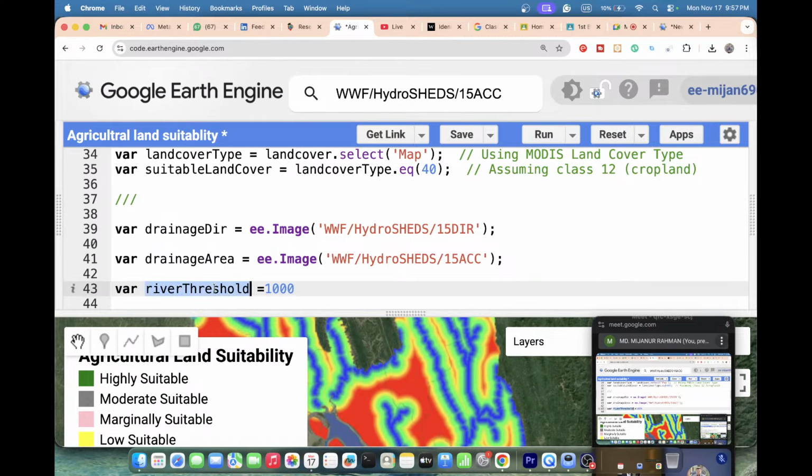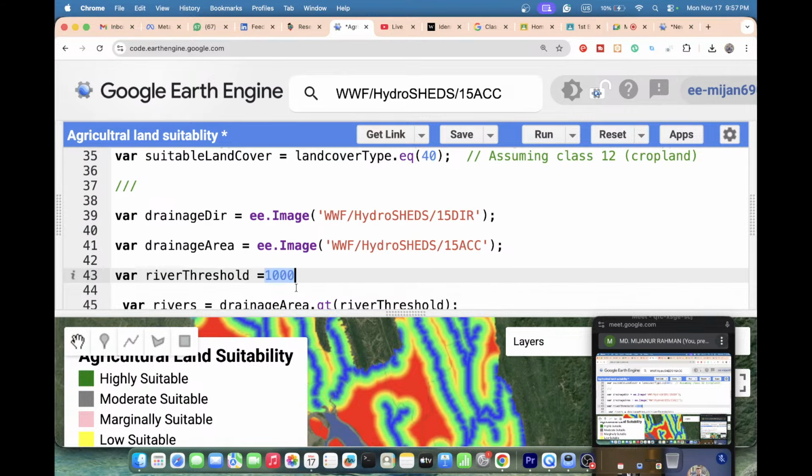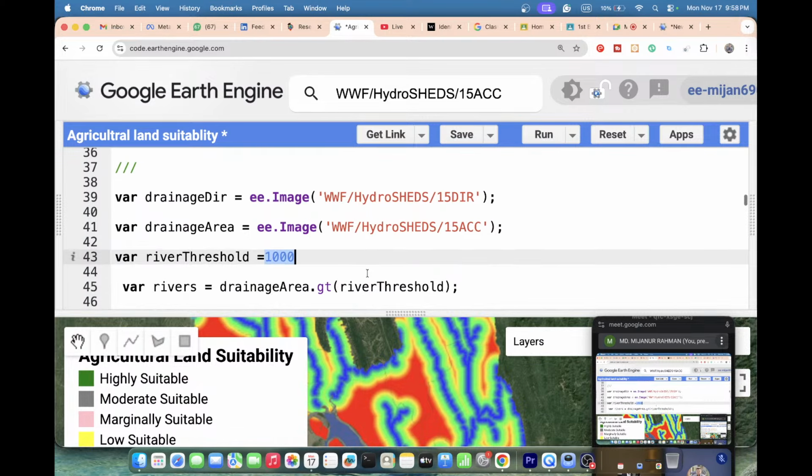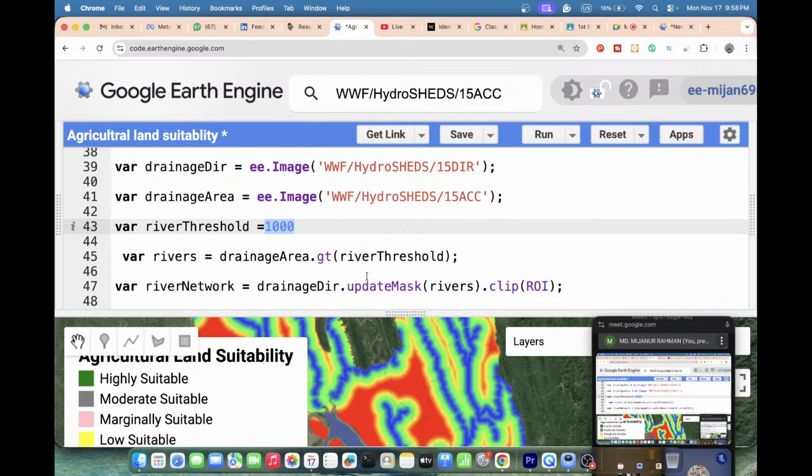And for the river threshold, basically a drainage area greater than 100,000 is considered as a river network. But this time we just consider the distance to river. So I put the threshold at 1000 and take the drainage area greater than 1000. 1000 is basically useful to identify only the river drainage. It's not fixed, but 1000 works very well to identify the river network or river drainage area. So I put the drainage area greater than 1000, and further we identify the river network.